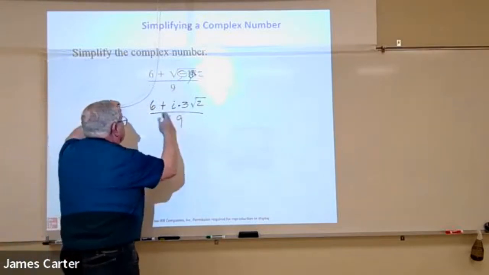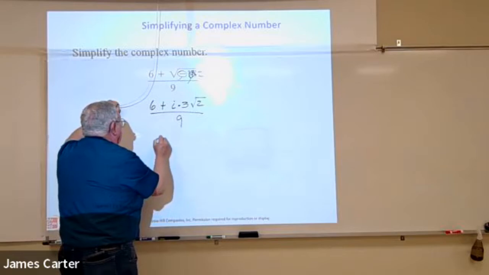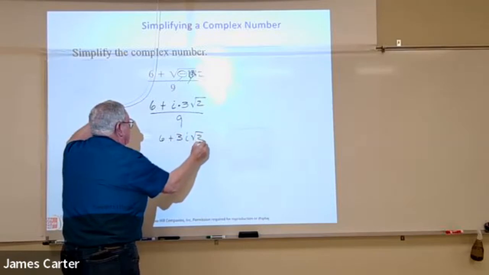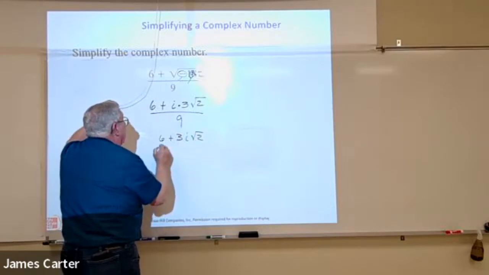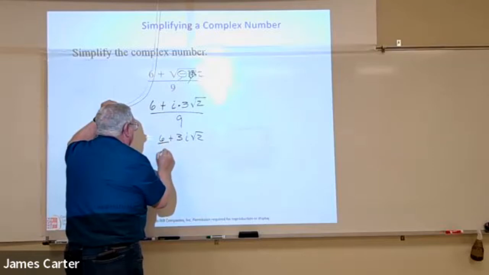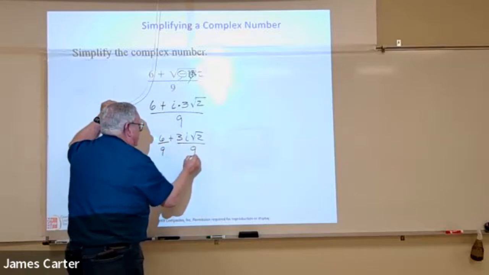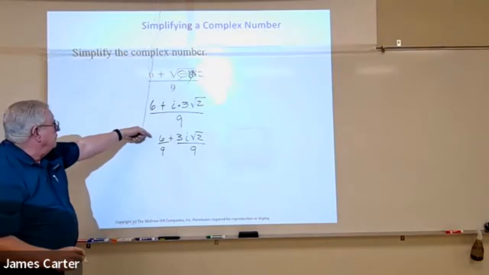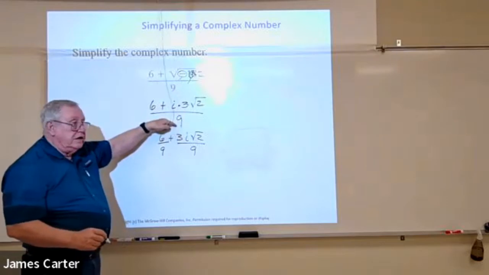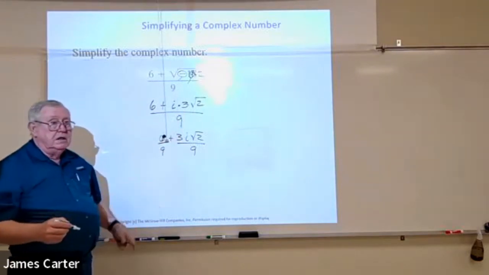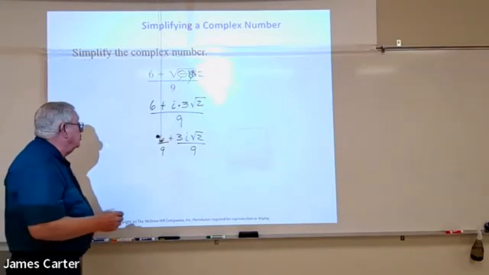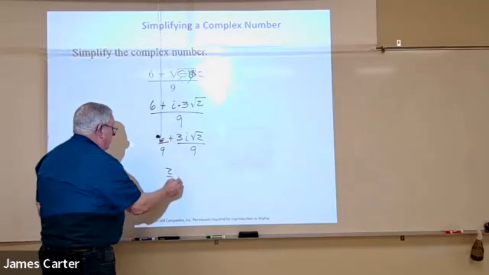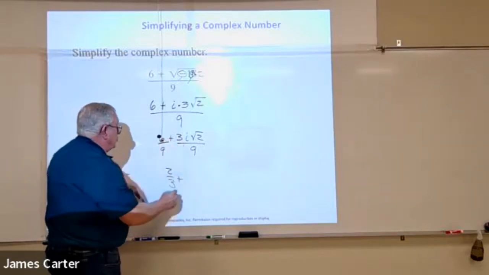Okay. Now let's finish cleaning this thing up. 6 plus 3i radical 2. And I'm going to put this over 9, and I'm going to put that over 9. In other words, I uncommon denominators. Now, if you wanted to write this and put it all over 9 and then do this step, that's okay. You can put in that extra step if you wish. Now, this will reduce to 2/3. This will reduce to 1/3.